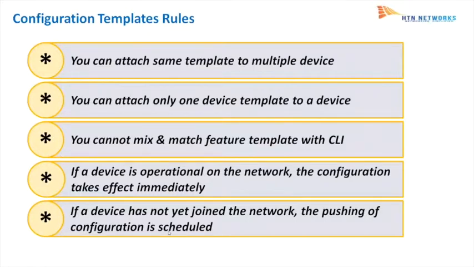If a device is operational on the network, the configuration takes effect immediately. So let's say you have a new vEdge router, it comes up on the network, gets authenticated, it's operational, and it gets the configuration right away from vManage. But if a device has not yet joined the network and you have configured a template, the pushing of the configuration can be scheduled. So whenever vManage sees that the device comes up on the network, it will automatically push the configuration.